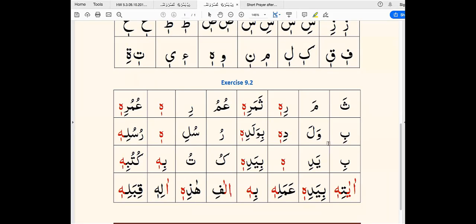Bi, wala, dihi. Bi, wala, dihi. Very good. Make sure you keep that going for 2 seconds. Bi, wala, dihi. Very nice. Ru, suli, hi. Rusulihi. Very good. You want to have a go at this one? Yes, please.